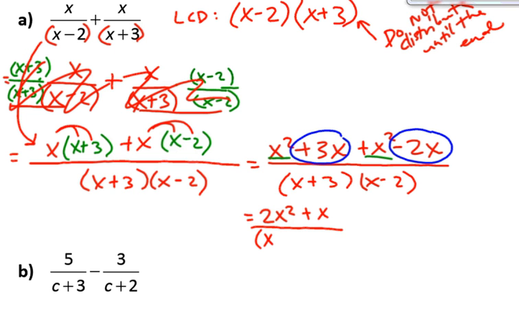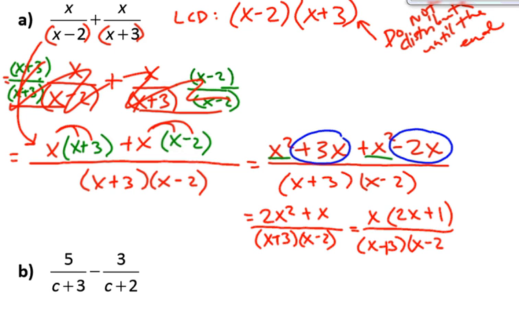In the denominator, I have x plus 3 times x minus 2. Now we want to factor out an x in the numerator, and we get 2x plus 1. Now, I told you not to factor the bottom because now you can see when I factor both the numerator and the denominator, they have nothing in common. Since nothing's in common, I want to go back and now I can distribute my denominator.